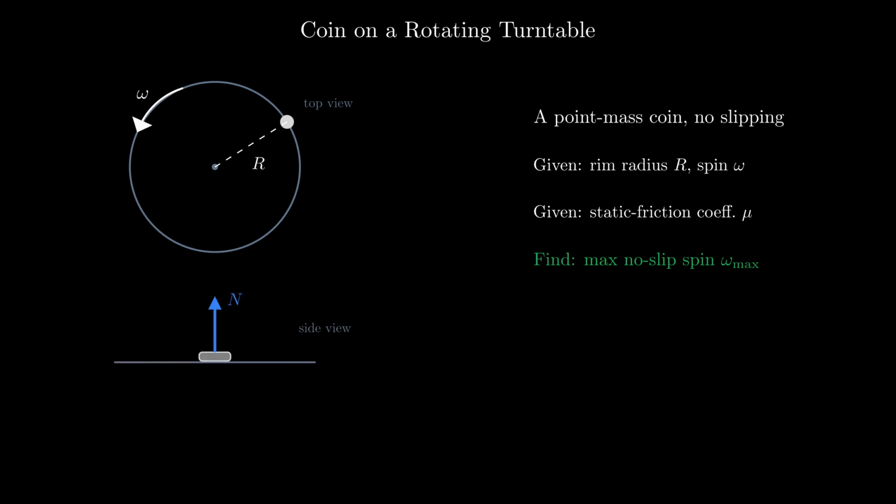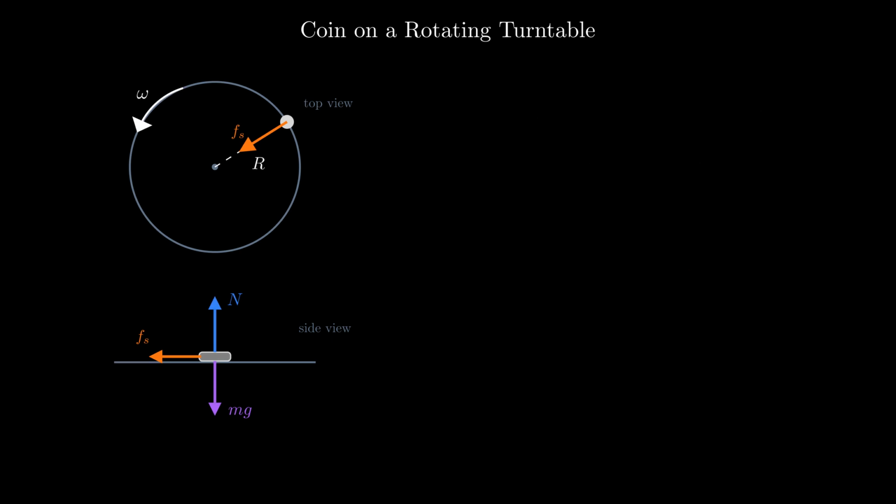Look at the forces. The normal force N pushes up. Gravity, mg, pulls down, and the static friction acts horizontally, pointing inward toward the center. That inward friction is the only thing holding the coin on its circular path. Take the radial direction first, inward negative. The single radial force is minus the static friction, and it equals the mass times the inward acceleration, minus m r omega squared. Cancel the minus signs. The static friction equals m r omega squared.